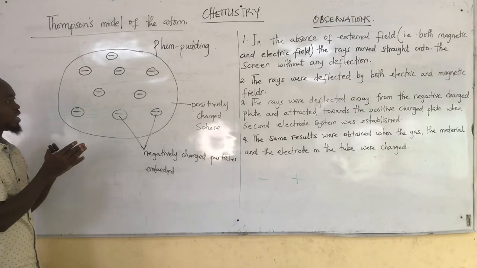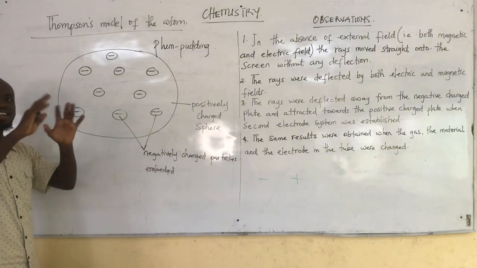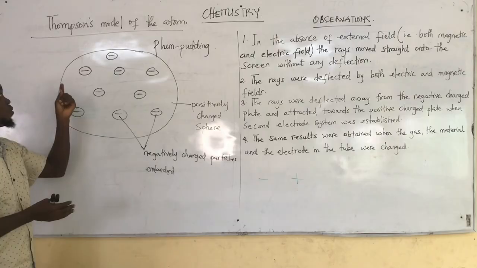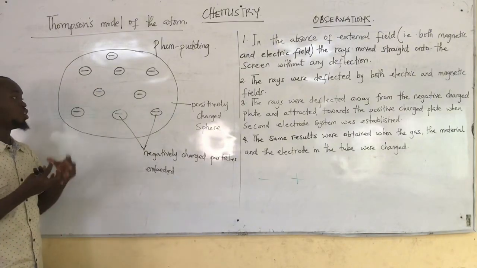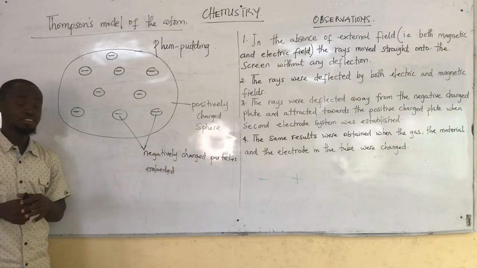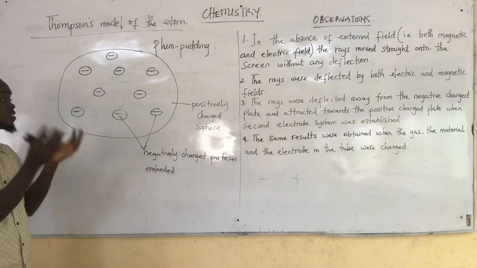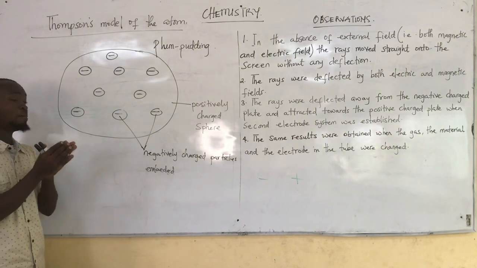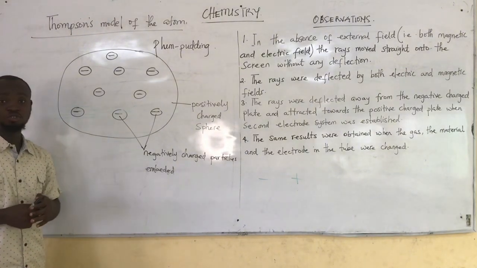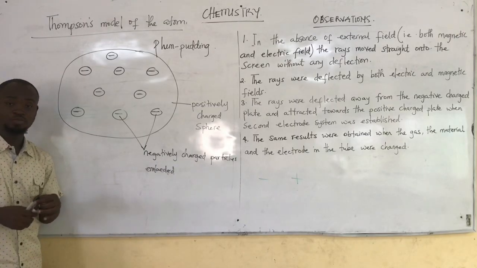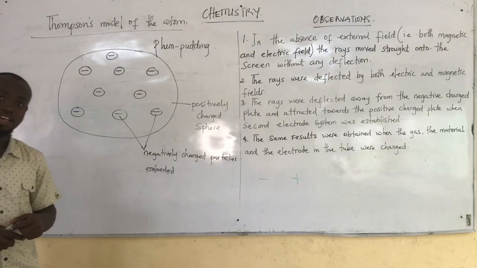So the atom is a positively charged sphere, and this sphere has a ring of negative electrons uniformly embedded in it. That is, the negative electrons and the positive nature of the sphere make the atom electrically neutral. That was Thomson's model of the atom.